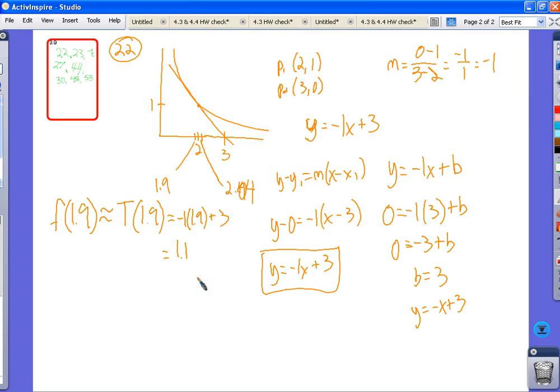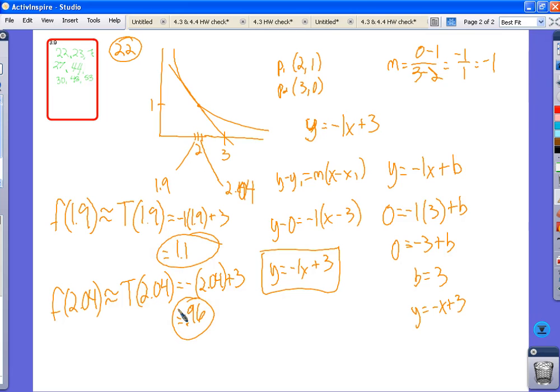Then we want f of 2.04, which is going to be close to the value of the tangent line at 2.04, which can be found by plugging 2.04 into the function, negative 2.04 plus 3, which equals 0.96. There it is. Our approximation for f of 1.9 and our approximation for f of 2.04.